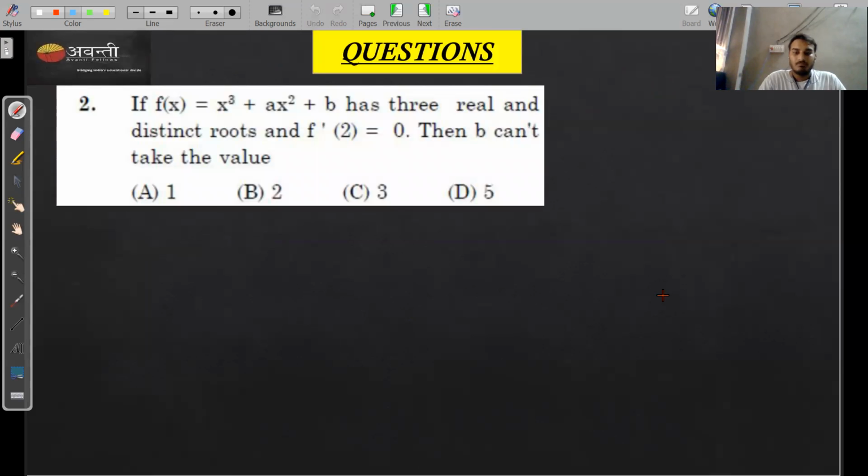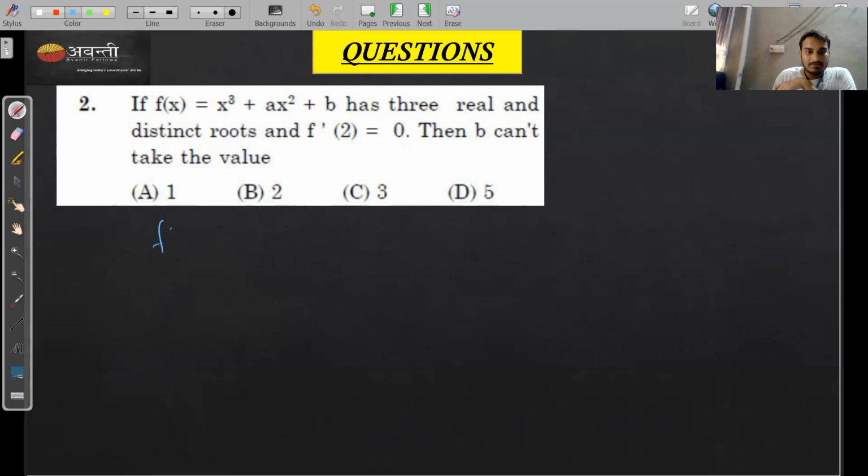Now the question 2. See, question 2 is f of x is given, f of x is some cubic, and the information that we have is that f dash 2 is equal to 0. Okay. Then we have to find some range of b, and we have to decide which value b cannot take. Okay. So this is your question. What is the f of x? X cube plus ax square plus b. Yes or no?